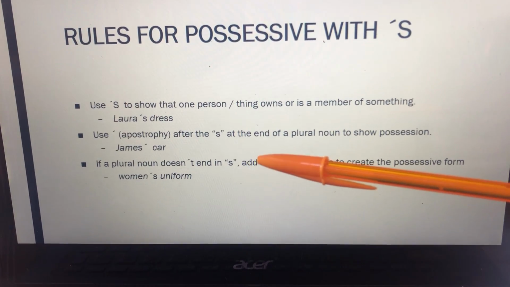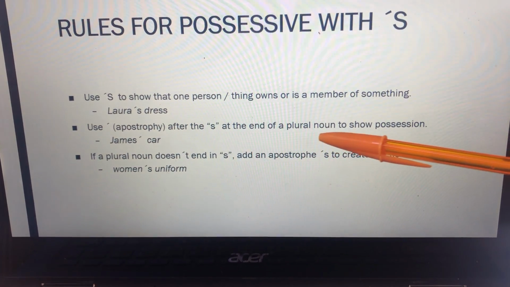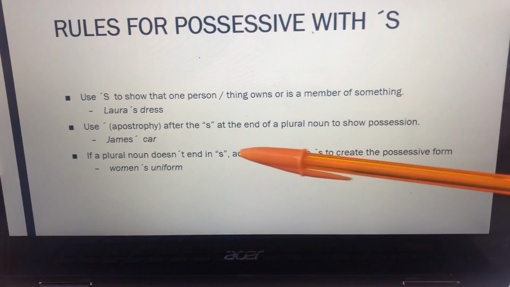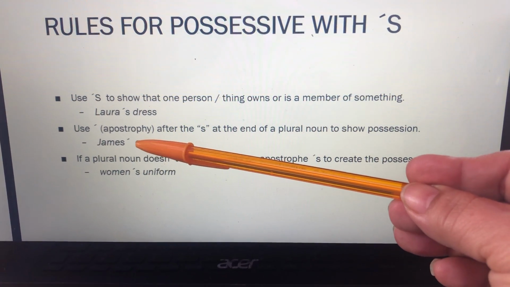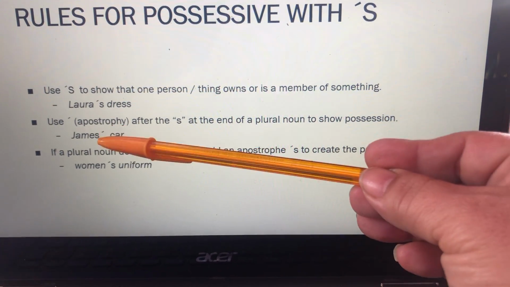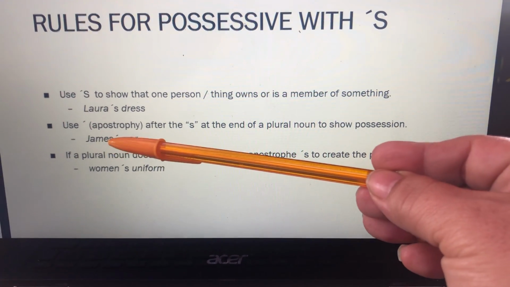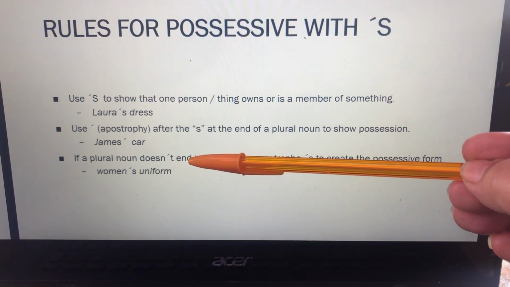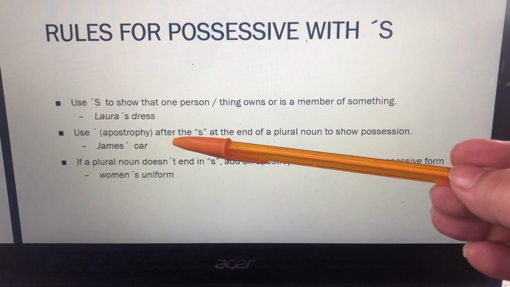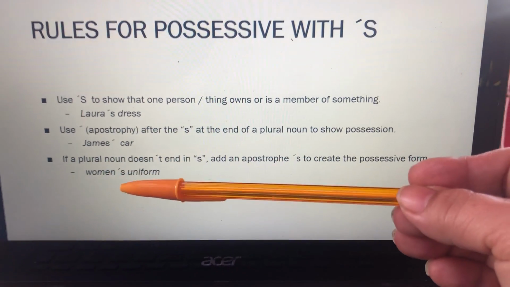Use an apostrophe after the S at the end of a plural noun to show possession. For example, in this case, James. In that case, you don't have to repeat the S because the name already has an S. So you just have to add an apostrophe. James' car, Jesus' book, for example. You don't have to add another S.